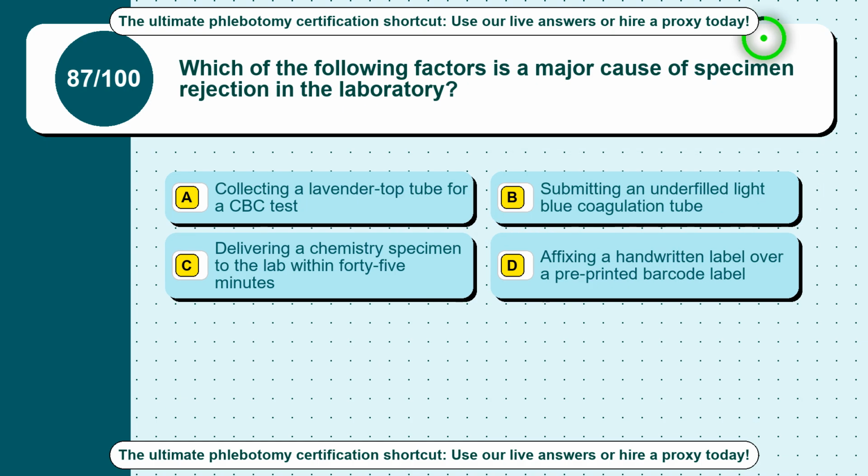Question 87. Which of the following factors is a major cause of specimen rejection in the laboratory?